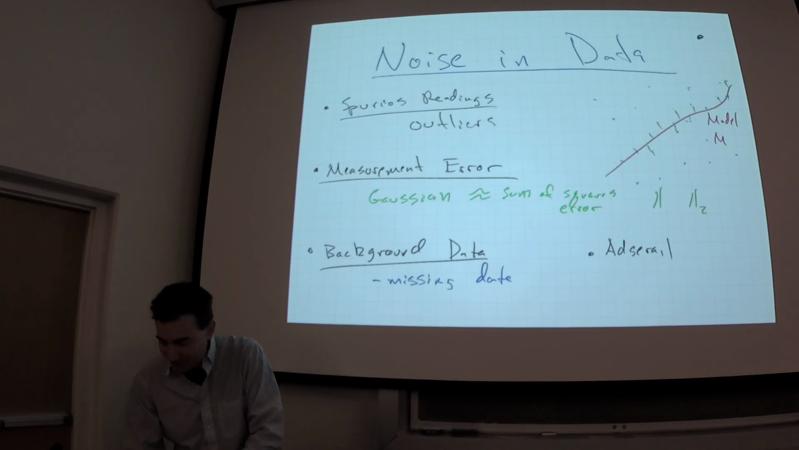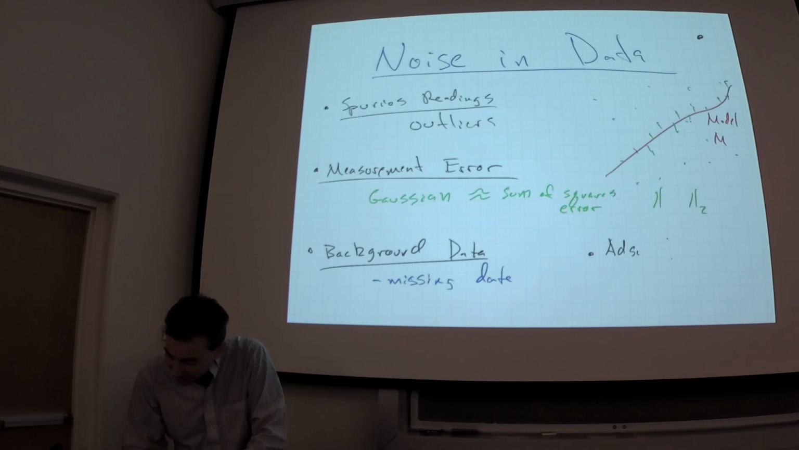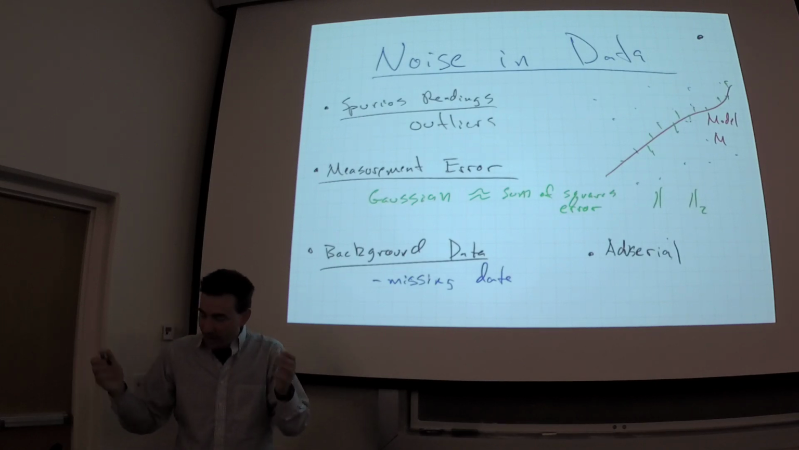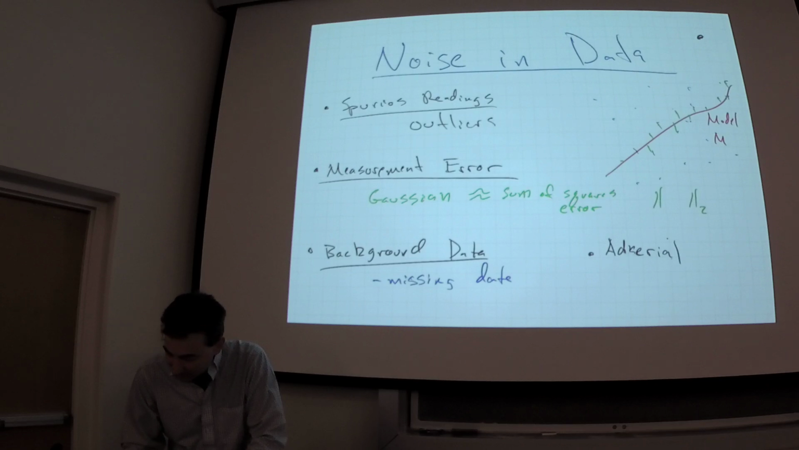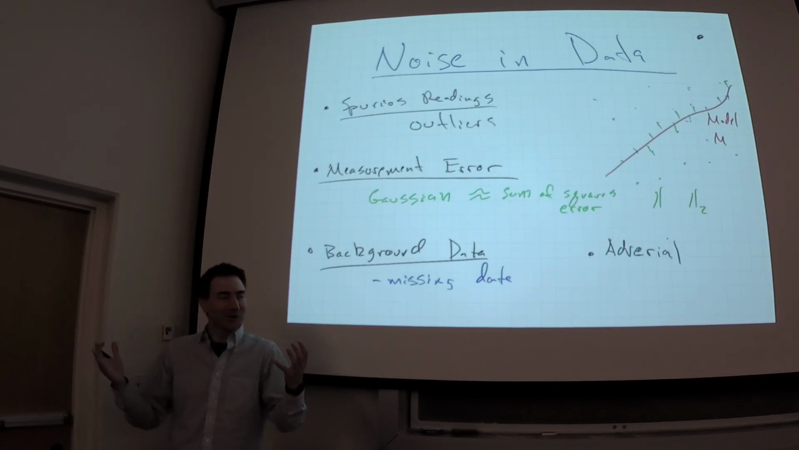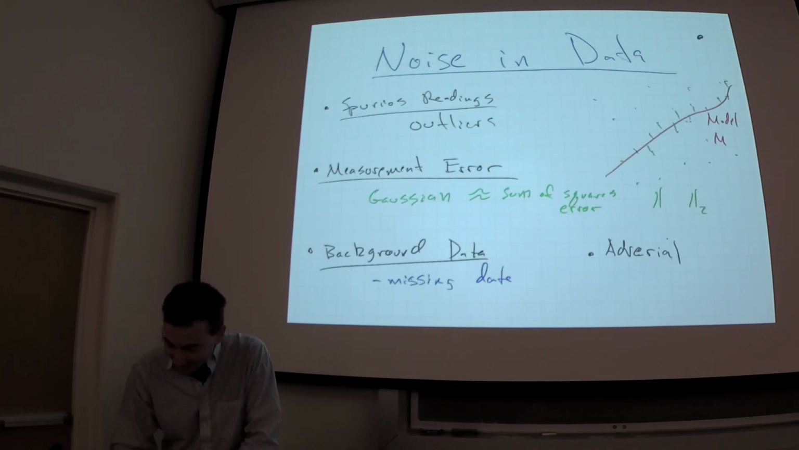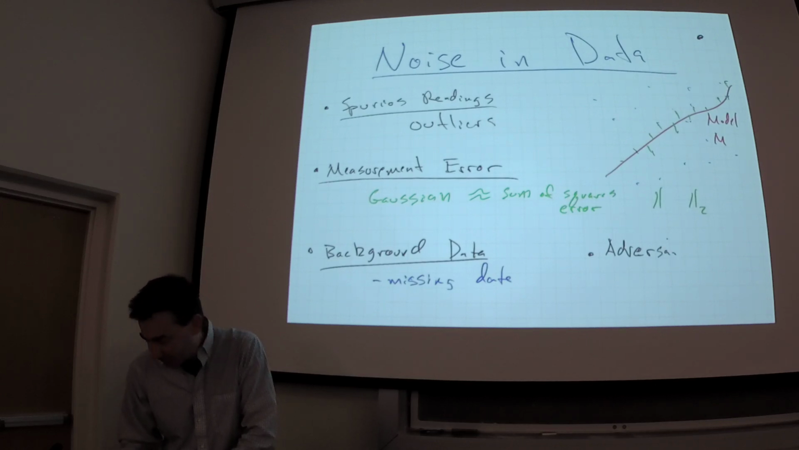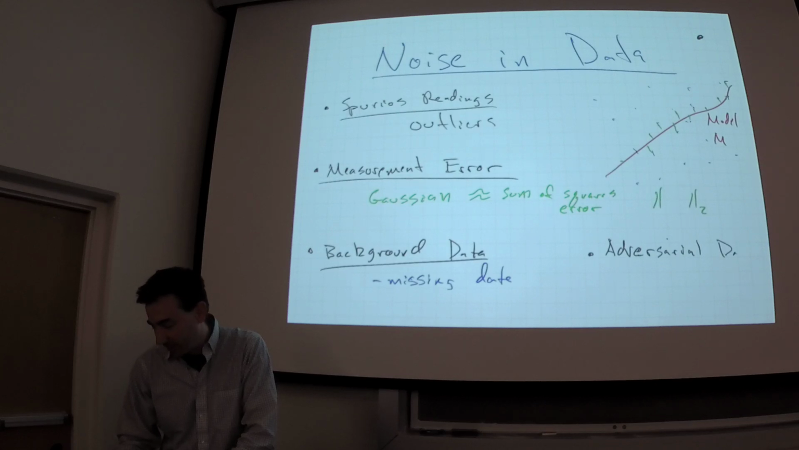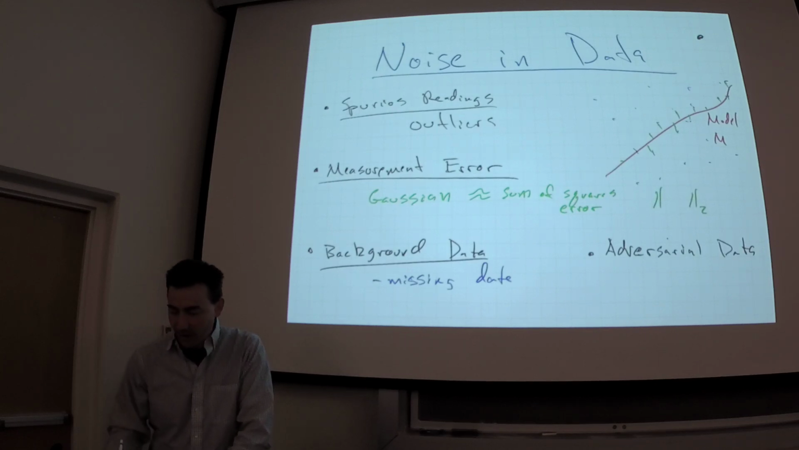I'm spelling that wrong. Okay, so someone help me out here. S-E-R-I-A-L. S-E-I-A-L. Gosh. Okay, this is why I should prepare my notes better. Gosh. Okay. Adversarial. There you go. So data.